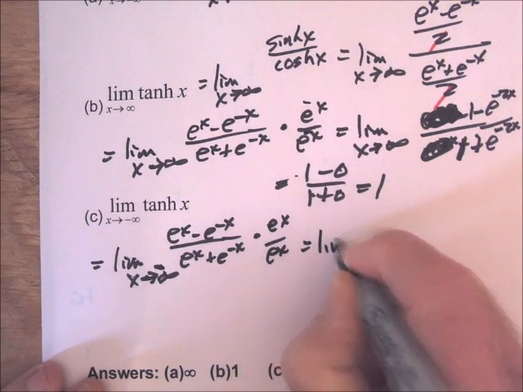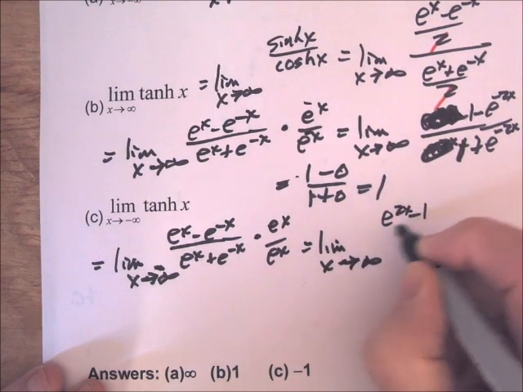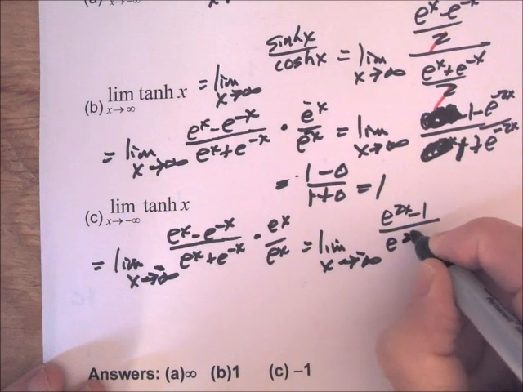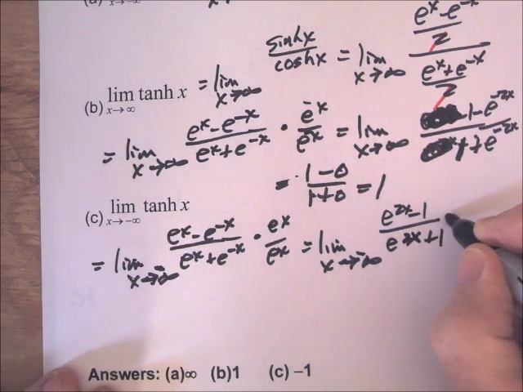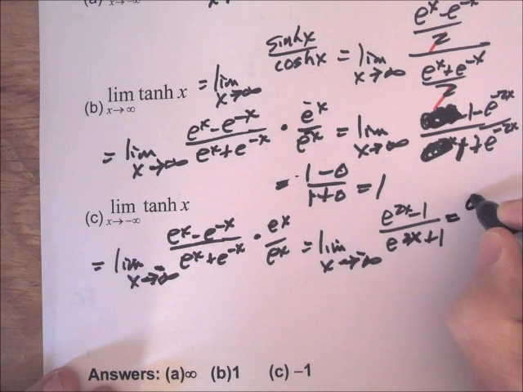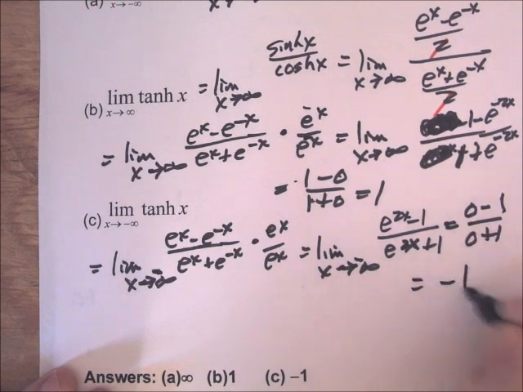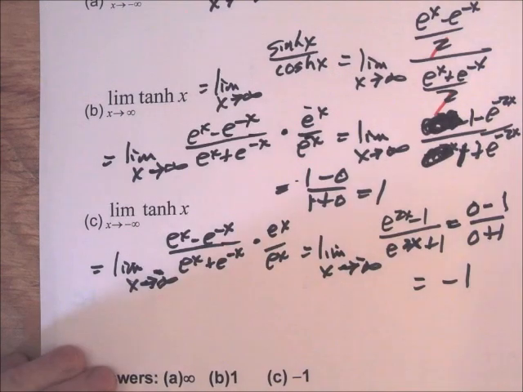So it's the limit as x goes to negative infinity of e to the 2x minus 1 over e to the 2x plus 1. As x goes to negative infinity, e to the 2x will go to 0. So we have 0 minus 1 over 0 plus 1, and that's equal to negative 1. So the hyperbolic tangent is going to have a horizontal asymptote at 1 as x approaches positive infinity, and it'll have a horizontal asymptote at negative 1 as x approaches negative infinity.